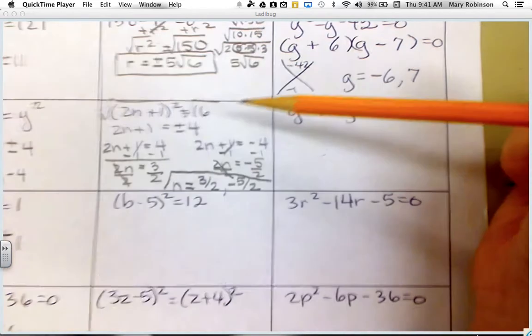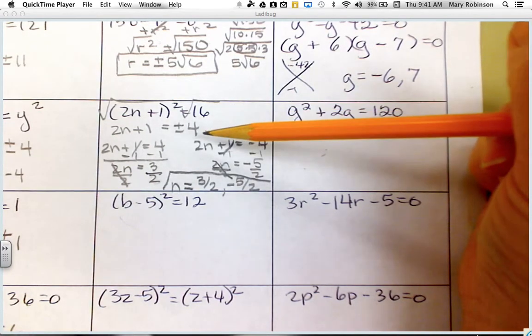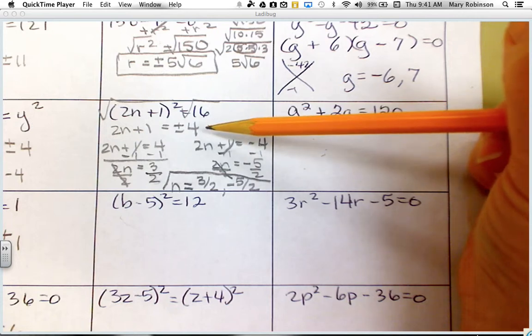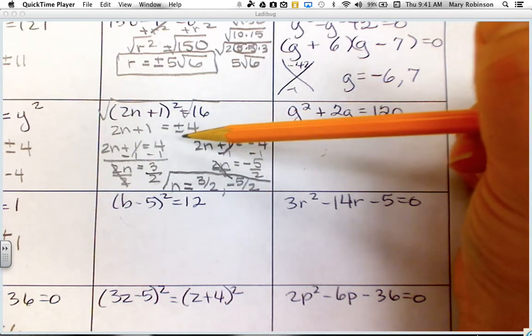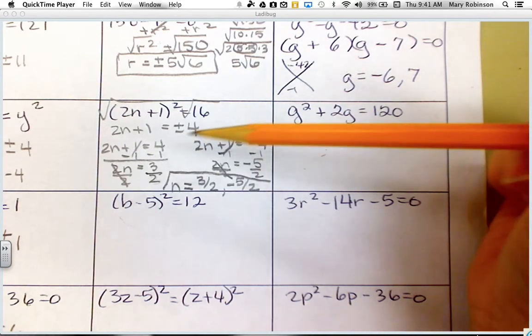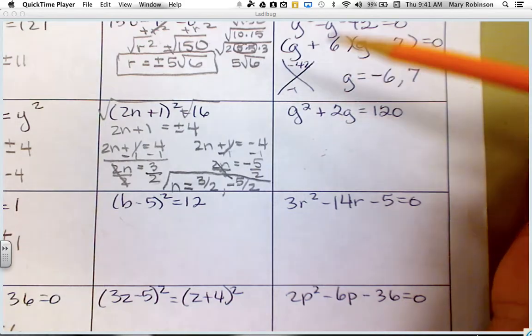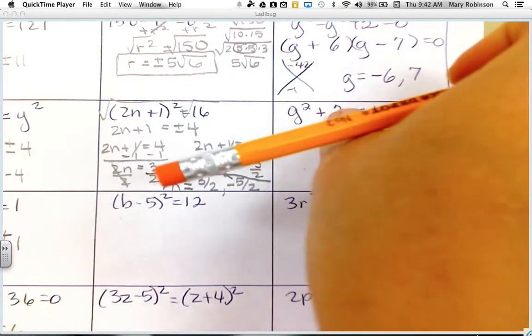So again, what were our steps? Take the square root. Simplify your radical, but don't forget your plus or minus. And then we just broke it into two equations. 2n plus 1 equals positive 4, and 2n plus 1 equals negative 4. And then just solve each of those. That's not too bad, is it?